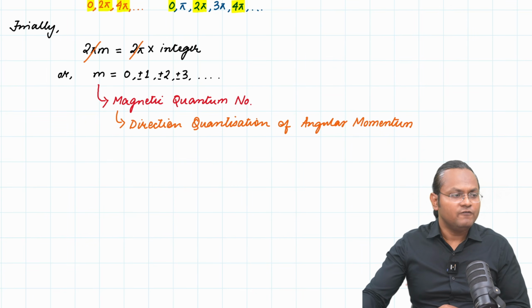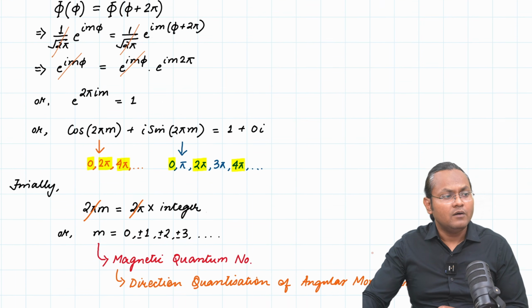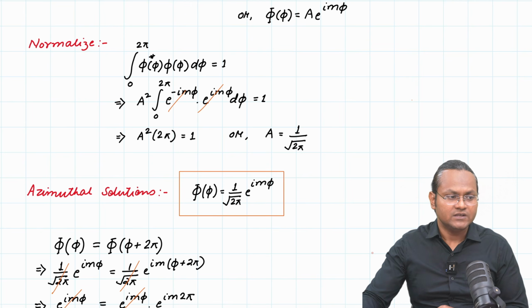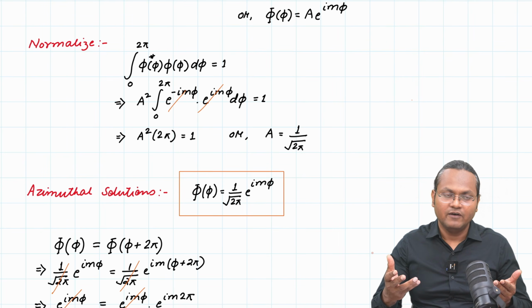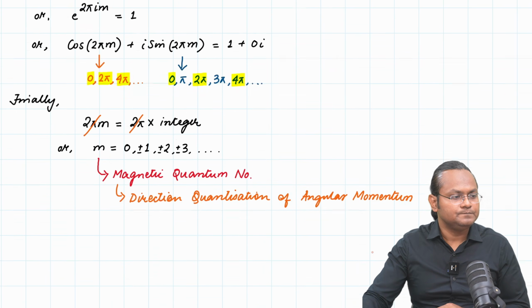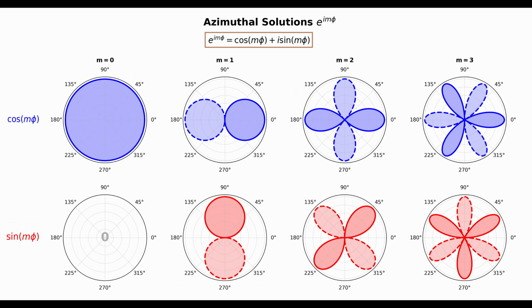But before we move forward, I want to give you a visual representation of these solutions. How do they actually look if I plot them in a graph? So let's take a look at that. There you have it. These are the visual plots of the azimuthal solutions. Now keep in mind that if you're trying to visually look at the azimuthal solutions, you will have both the real part and the imaginary part.